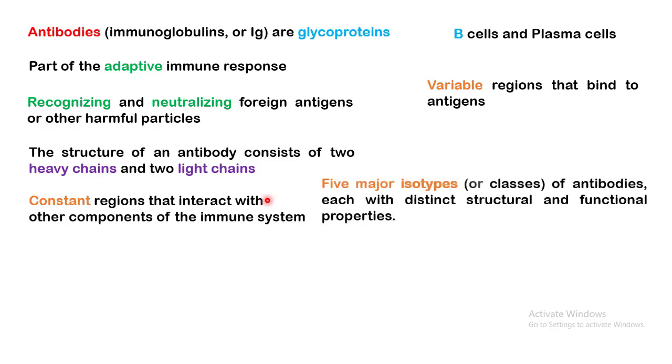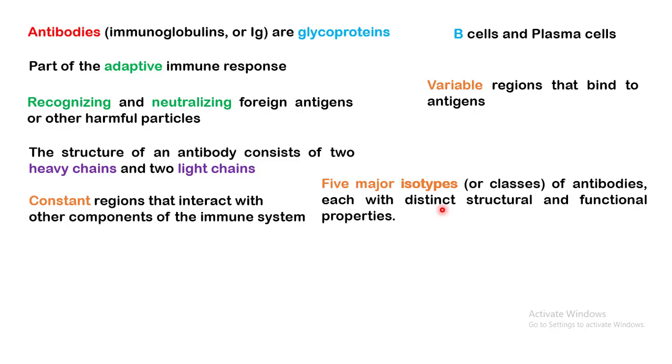Now, we usually classify the antibodies into five major isotypes. They are also known as the five major classes of the antibodies. So, the isotypes of the antibodies and the classes of the antibodies are one and the same thing. And these five major classes of the antibodies have distinct structural and functional properties.